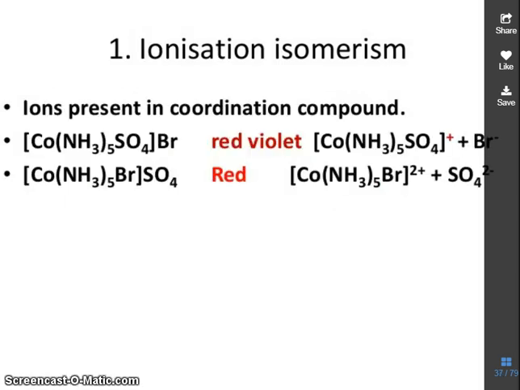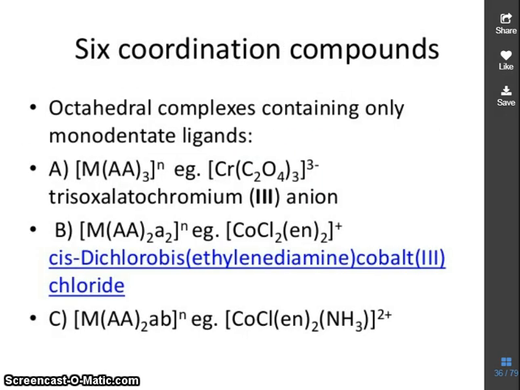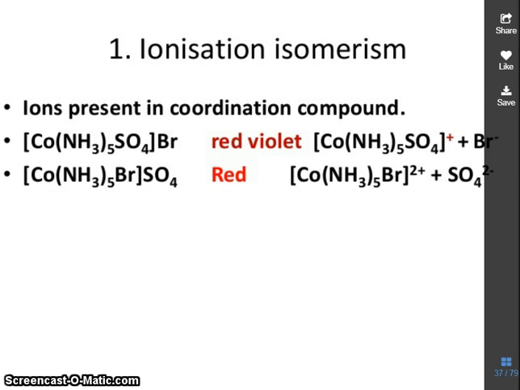Now friends, ionization isomerism. Ions present in the coordination compound. You can see red-violet and red. What is the change here? Sulfate is inside and bromide is outside in one, and bromide is inside and sulfate is outside in the other. So ionization is different.